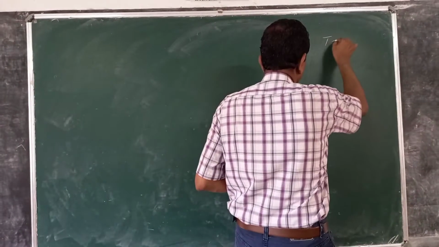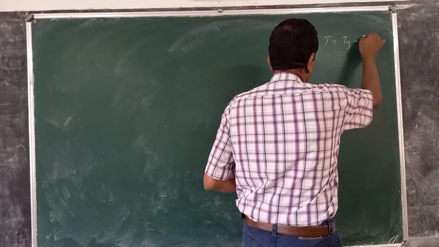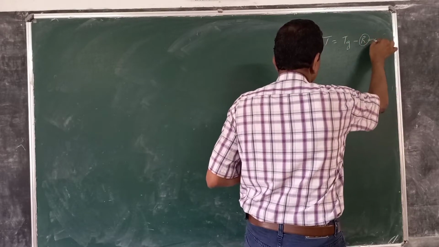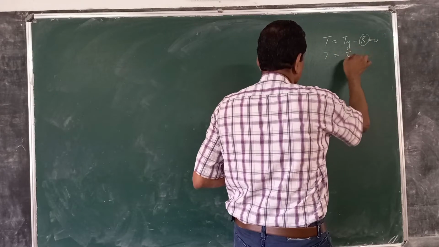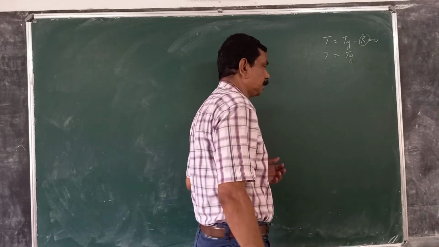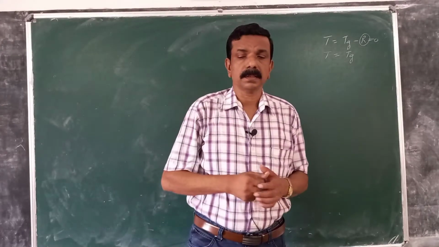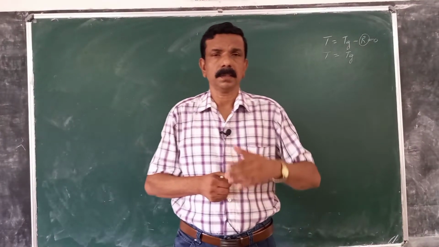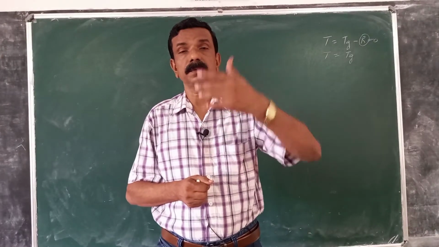T is equal to Tg minus R, as we have defined earlier, and R is assumed to be 0, so T is equal to Tg. No difference is made between gross tax and net tax. Then there are also government purchases of goods and services.